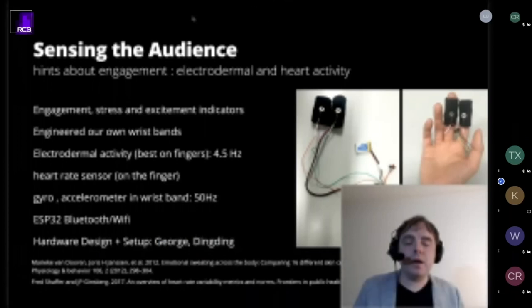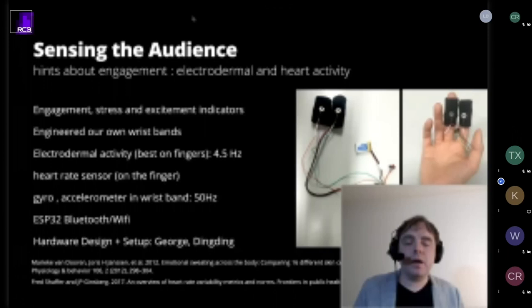So it could be on the lower part of your hand or also on the fingers. These are usually the best positions. So we used the fingers. Over the fingers, we can also get heart rate activity. And in addition to that, there's also a small motion sensor, so a gyro and an accelerometer in the wristband. We haven't used that for the performance right now, but we still have the recordings also from the audience for that.